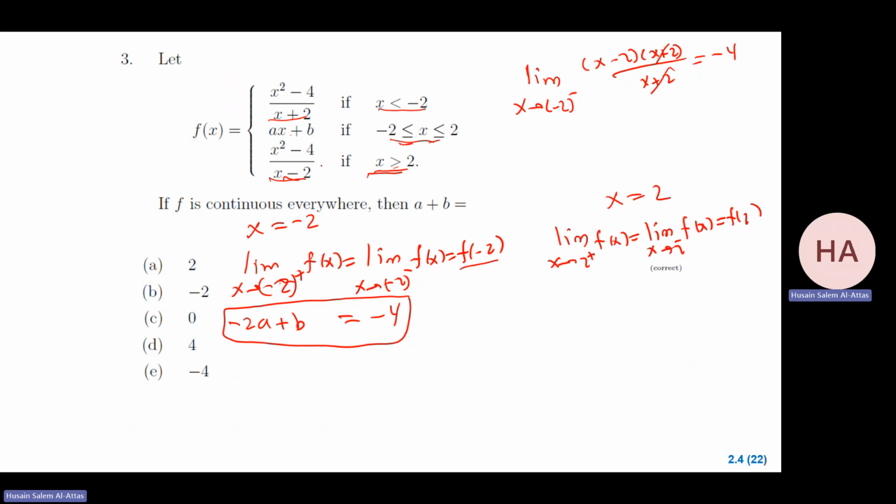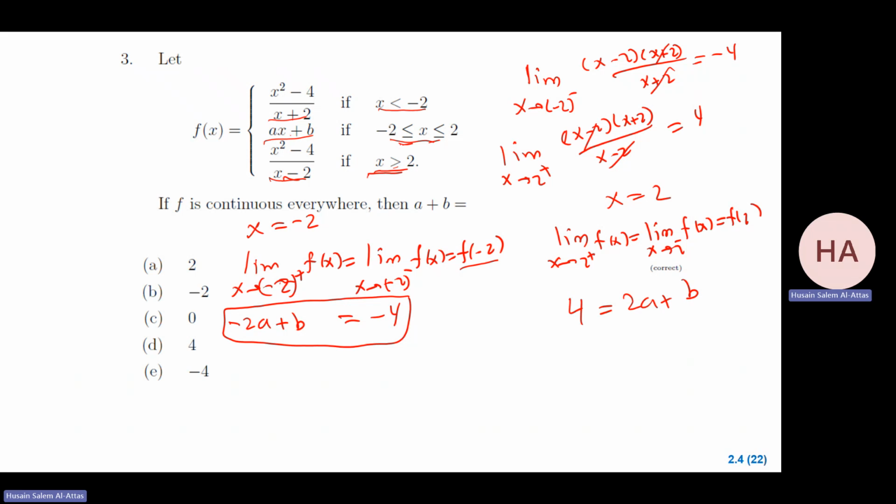2 from right, I need to do this limit, which is x minus 2, x plus 2. Very clear. The answer is 4. So that will be 4. 2 from left, I will substitute here. That will be 2a plus b.